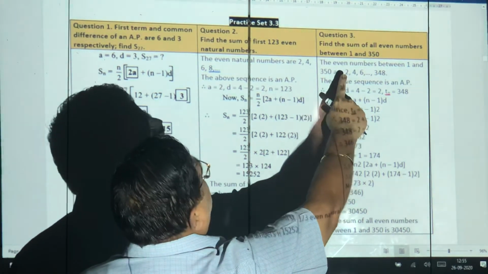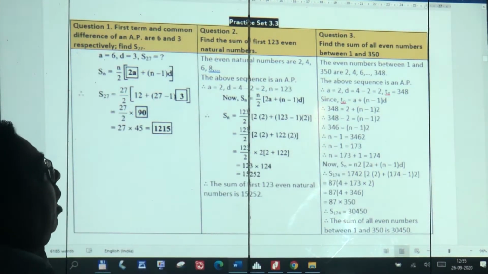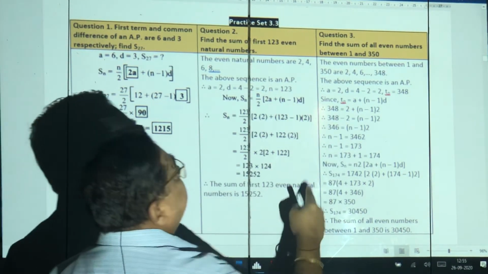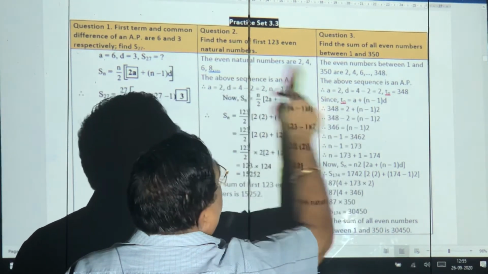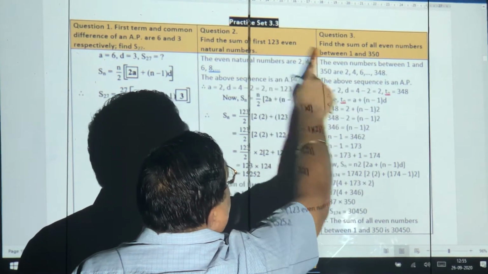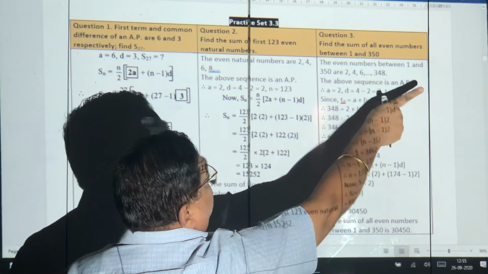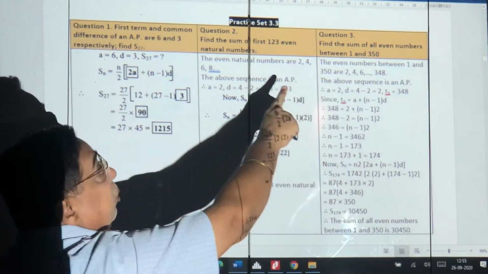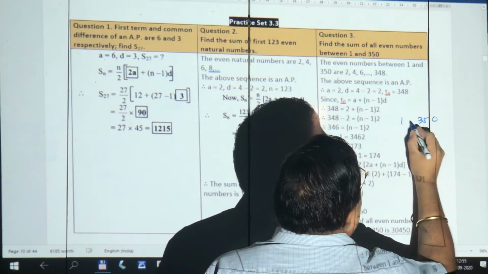Then I need between 1 and 350, sorry. How will that change? No problems. First, start with the same thing we are writing. But here we didn't know the last term. We had 123 numbers, but we didn't know the last term. Here the last term is given. And as I told you before also, we have to take between 1 and 350. Between.